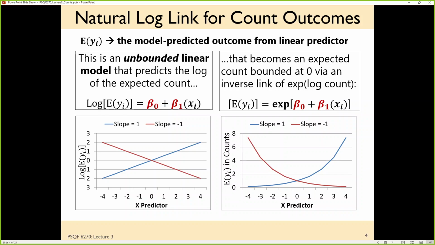In particular, the positive slope shuts off as you approach an expected count of 0, and it goes like this. So we have this sort of bendy line heading up towards infinity that is predicted by the model. So nonlinear slopes when you translate into expected counts.